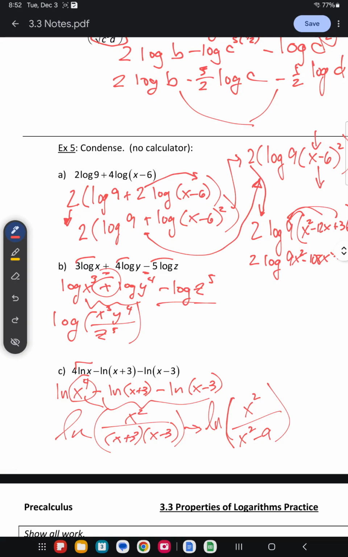Okay, so there's a lot here. There's lots of properties to mess with. This is going to take a lot of practice to do. So give it a try and see how you guys do.